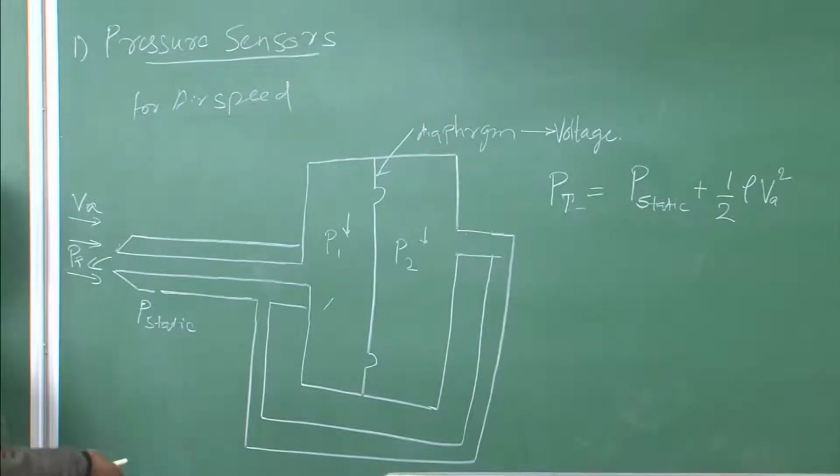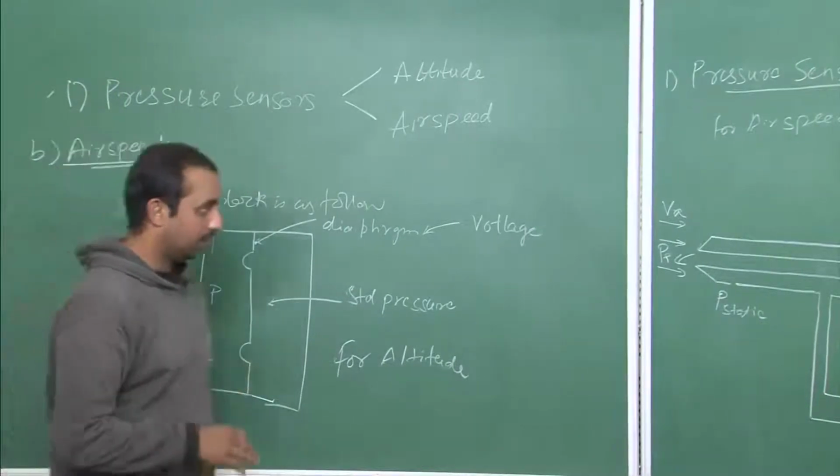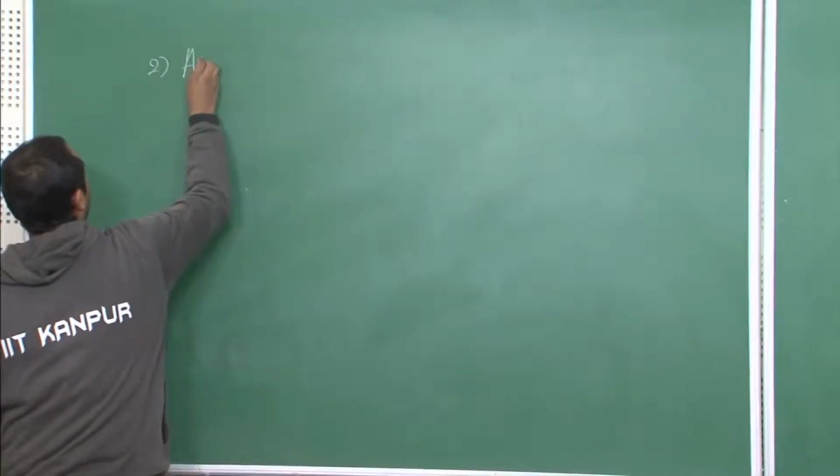So this is the basic difference between your pressure sensor for airspeed calculation and for altitude calculation. This is the basic difference between the block diagrams. The second sensor which we talked about was the accelerometer.